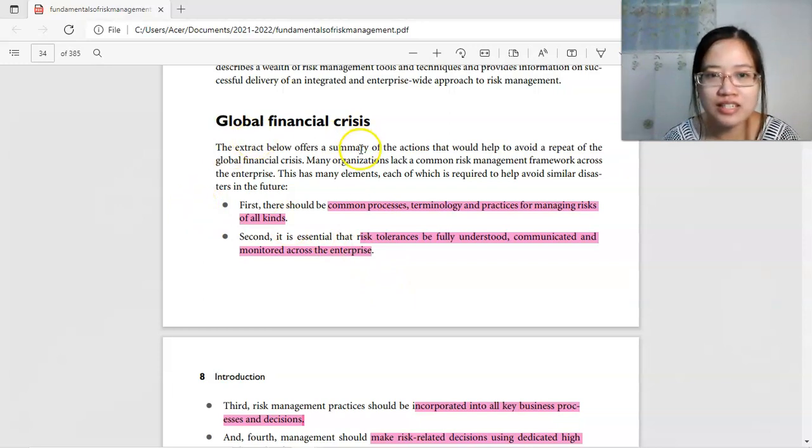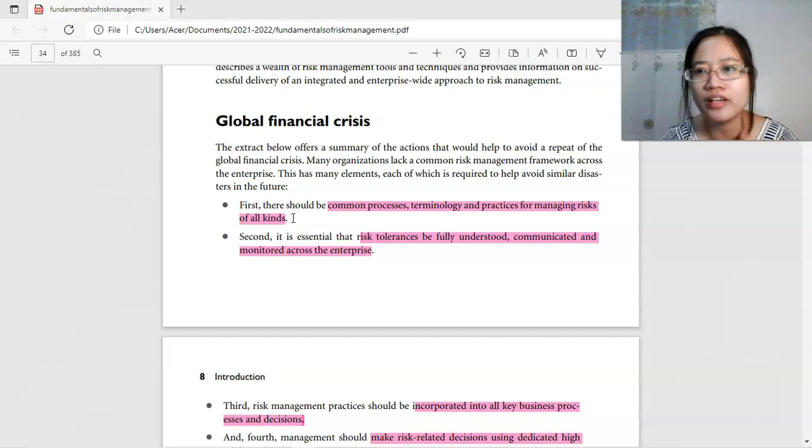Global financial crisis, ito. Summary of actions that would help to avoid a repeat of the global financial crisis. Una, there should be common processes, terminology, and practices for managing risk of all kinds. Okay? Kasi nga currently, you have your standards applicable in the US, you have your standards applicable in the UK, in Australia, other parts of the world. Pero in a way, kaya naman siyang i-reconcile or i-consolidate. Okay? And I think this book tried that.